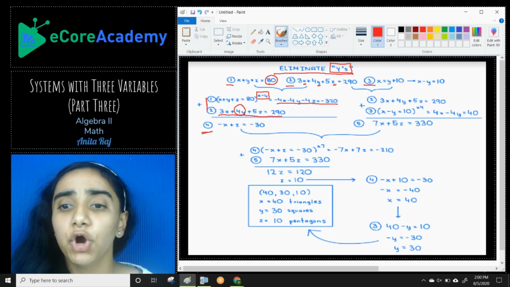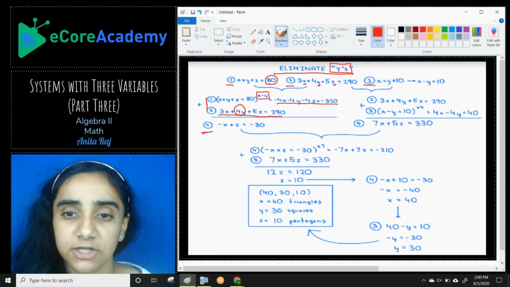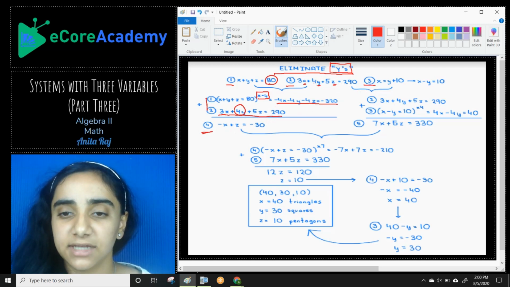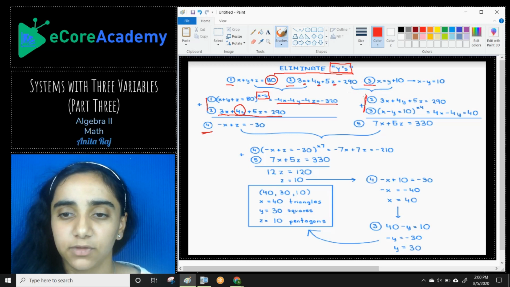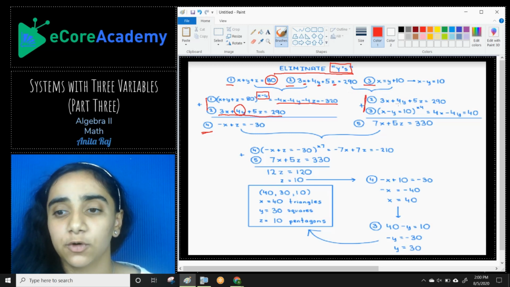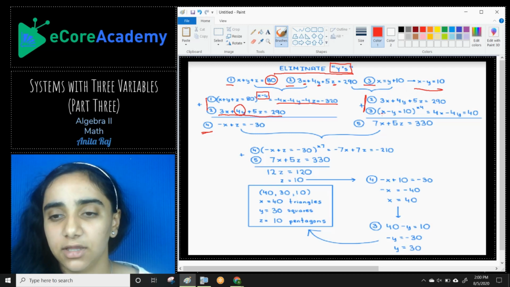So if you guys remember, we repeat the same process, but we pick a different set of two equations from our original system. So I picked the second and the third equation, and I put them right over here. So the second equation is 3x plus 4y plus 5z equals 290 again, and the third one is x equals y plus 10. I simplified this into the same form I have here by just subtracting y from both sides. So the new equation will be x minus y equals 10. So then I wrote that down here.